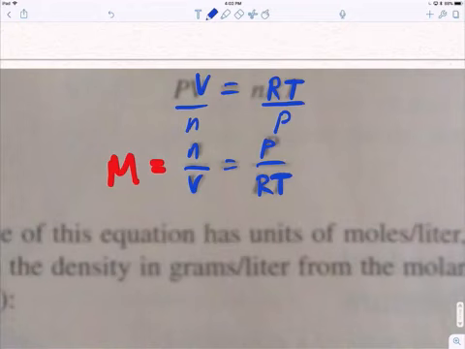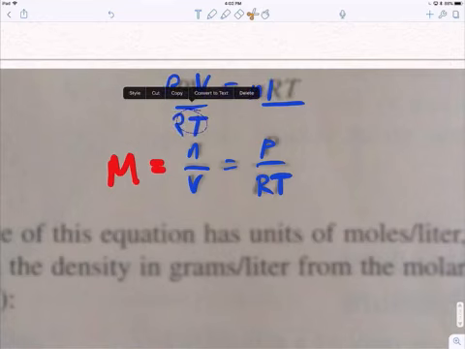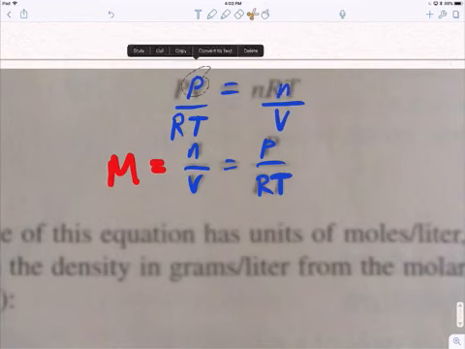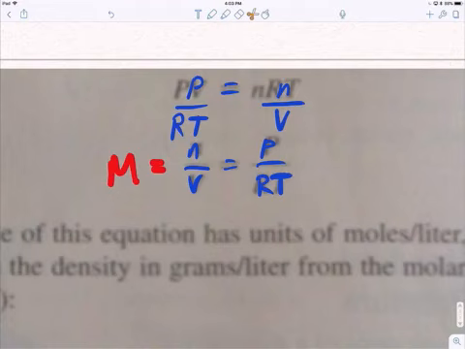It's probably a bad way to do it. How should I have done it? I should have done it this way. Let me go back. I should have taken this and moved this over here in the whole R. And then move the N over V there like that. Okay, that's a better way to do it. So do it that way.